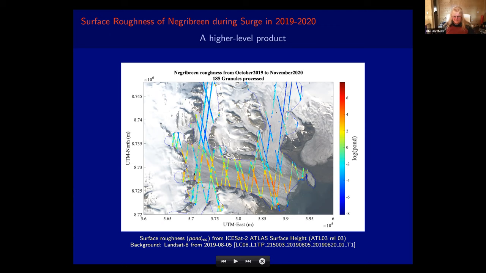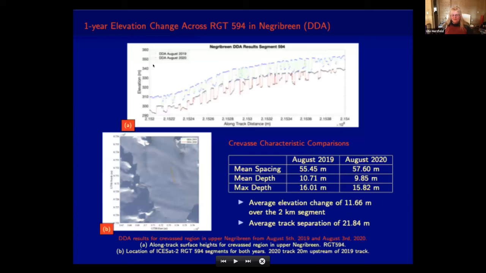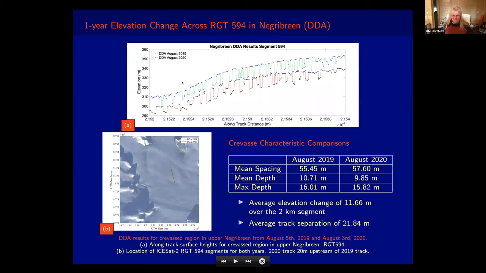Next, if you want to take a bit of a closer look, then you can look at 1 year elevation changes across RGTs, the reference ground tracks. What we figure out here is, despite the surface being crevassed, we can actually calculate the typical drop of the surface. And so we can have results at two scales from the same data track. The first result shows you the crevasse spacing, and you can see that typically the crevasses get a little bit wider spaced, the depth gets a little bit shallower, both the mean and the maximum depth. So that's all sort of typical for ICESat-2, for surge type glaciers. Once the crevasses form, they widen a bit and they get shallower, but they form in a single event.